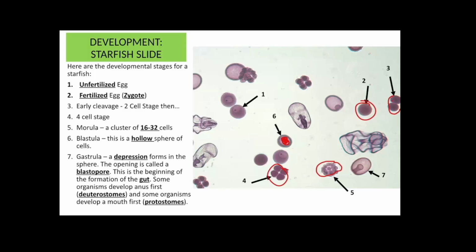And then number 7, you'll notice this little crevice that's coming in, this depression. That's how you know that it's a gastrula. And that little opening is called a blastopore, and that can develop into either the mouth or the anus, depending on what type of organism it is.